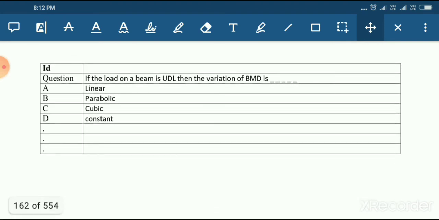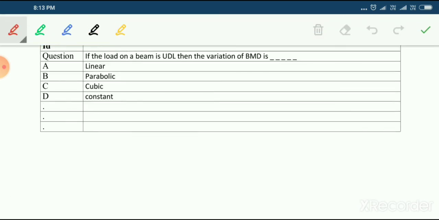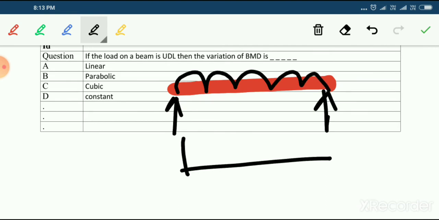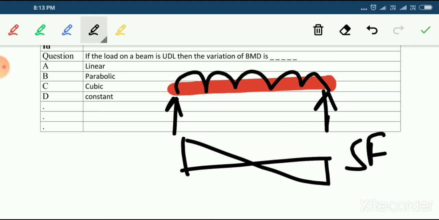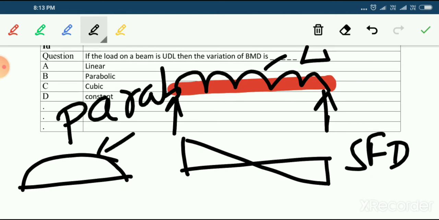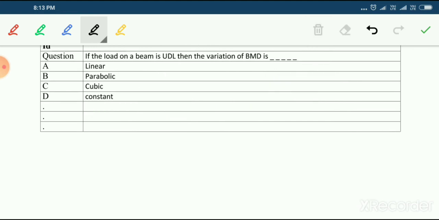If the load on the beam is UDL, then the variation of BMD is? I will draw how the SFD and BMD look for a UDL. I think most of the students know this one. The SFD will be like this, with W as the load. And the BMD will be like this. So what is this question asking? If the load on the beam is UDL, then the variation of BMD will be parabolic. For this question, B is the correct answer.